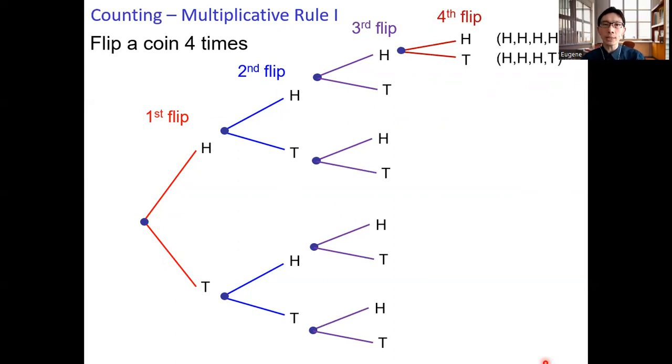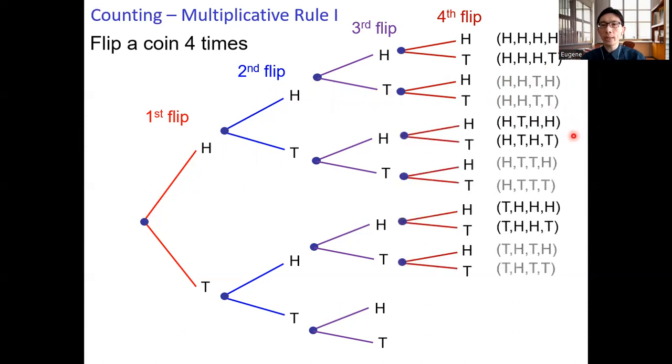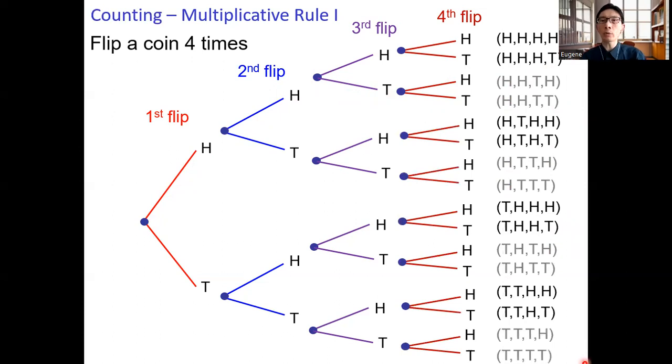So here, the first instance, when all 4 flips are heads, we get the outcome H, H, H, H. And the second instance, the first 3 flips are all heads, and the last flip is a tail. So we get H, H, H, T. And then for the next 2 instances, we get H, H, T, H, and H, H, T, T. Proceeding the same way, we can list out all 16 outcomes as shown in the slide.